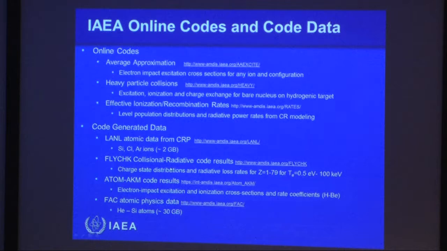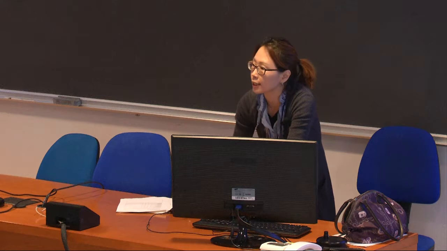So you can use FlyCheck online at NIST. But if you just want charge state distribution or radiative loss rate, you can just go to this page. And also there are electron impact excitation and ionization cross-sections calculated by the ATOM AKM code in Russia, Lebedev, I think. And also we have generated FEC results. It's about 30 gigabytes, from helium to silicon-like.